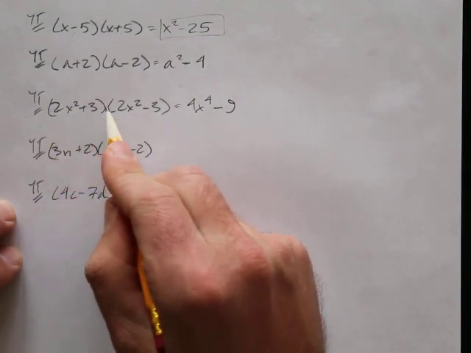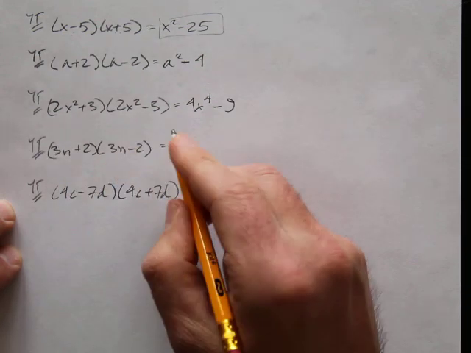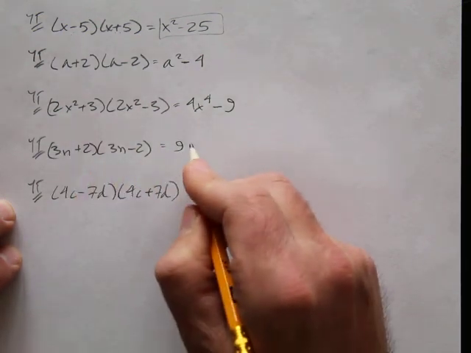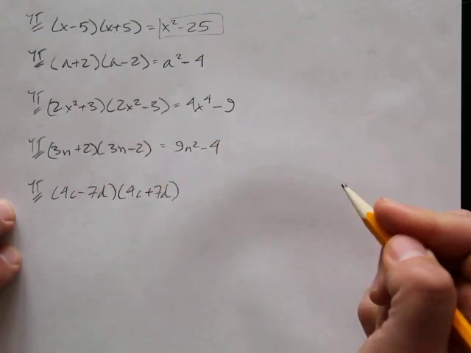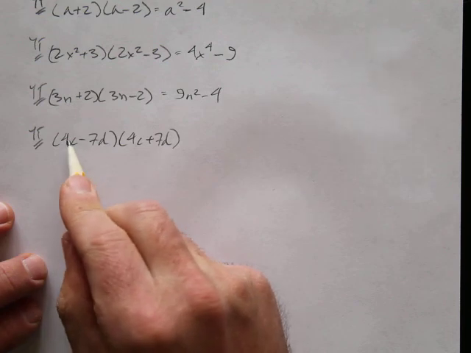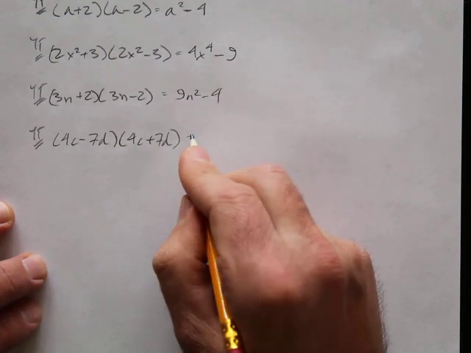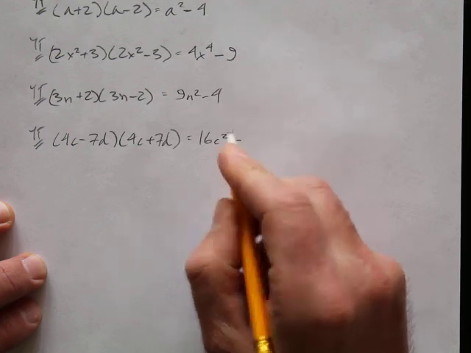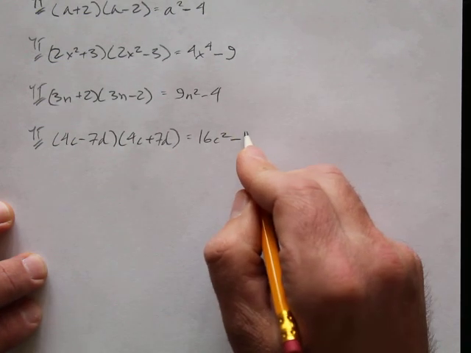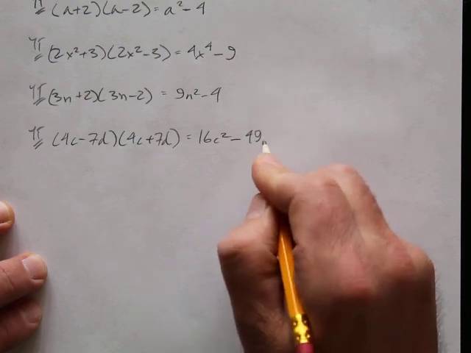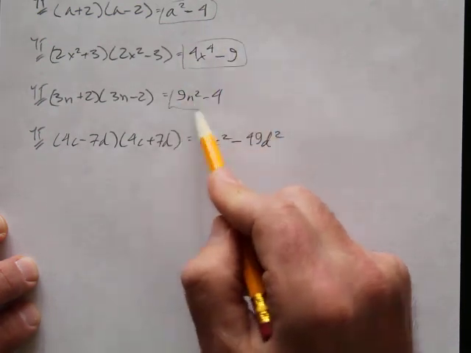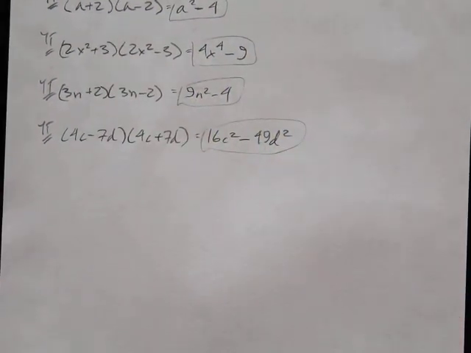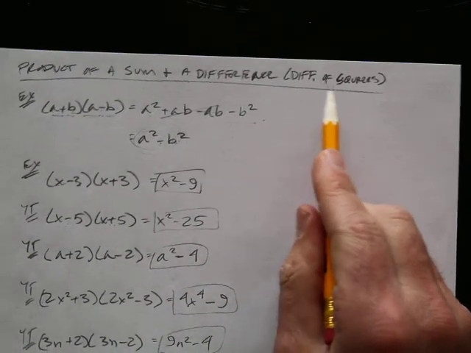So I squared this, I squared this. Squaring this, 9n squared minus 4. And last one here, 4c times 4c is 16c squared minus 7d times 7d. 7 times 7 is 49, and d times d is d squared. So those are all of your answers for that. Product of a sum and a difference, or difference of squares. I'm going to be calling it difference of squares.